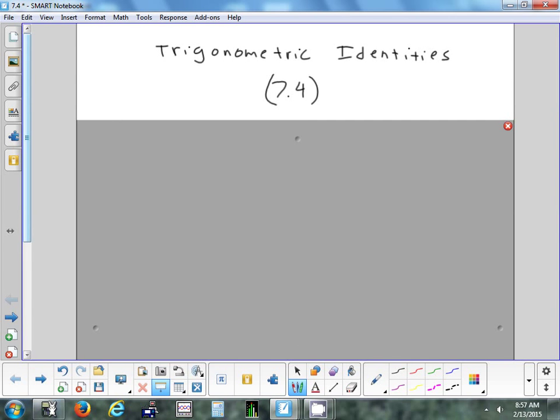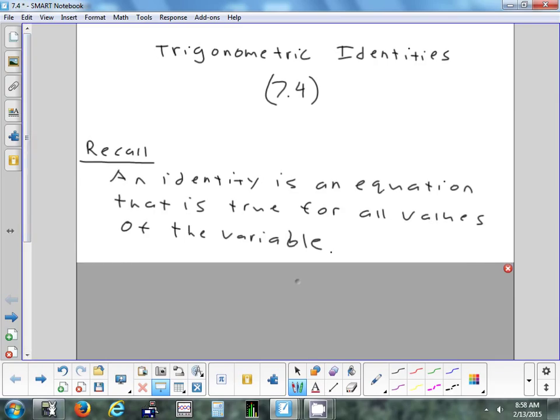All right, so today we're going to take a look at 7.4, which is a little bit different than the last couple sections we did. We were really heavily dependent on the calculator in 7.3 to find roots and intersects, things like that. Today is going to be more algebra, using trig identities.